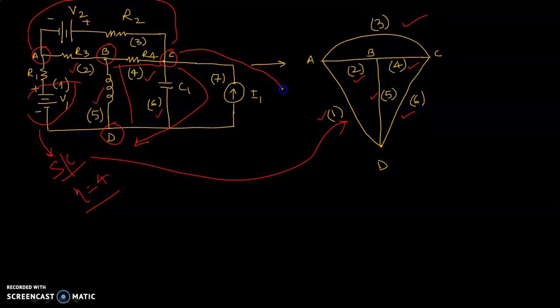From C to D, the another path 7, it is your current source. Whenever a current source is there, it is drawn in the graph but shown by open circuit. So open circuit, it is redundant to show in the graph. So it is not shown ultimately in the graph.